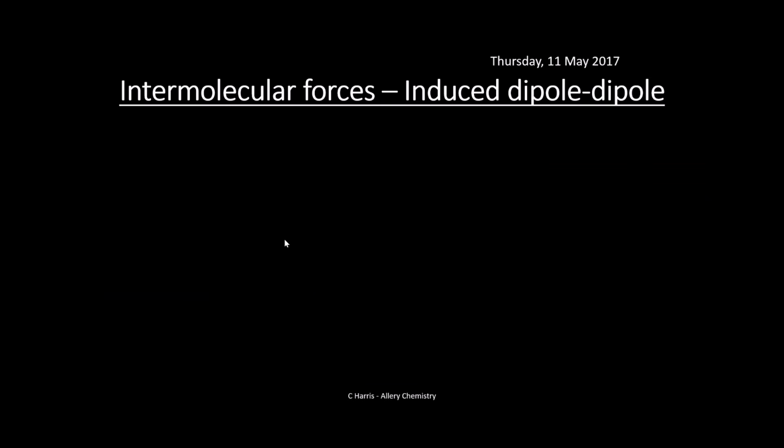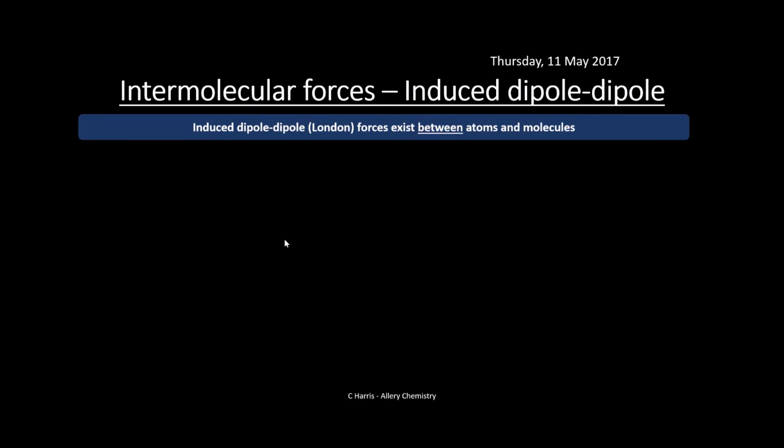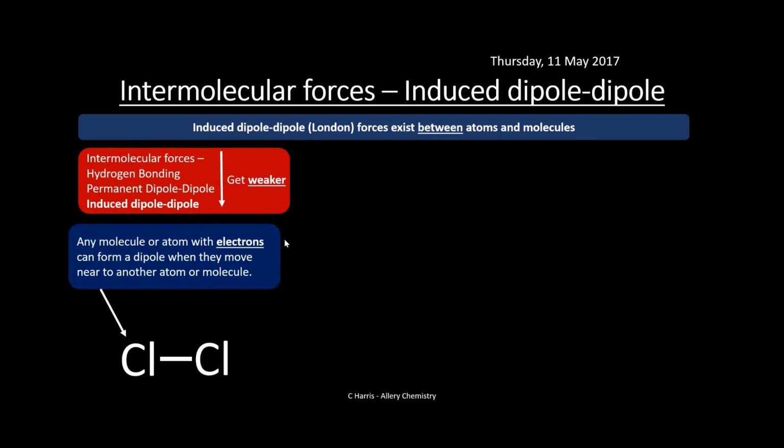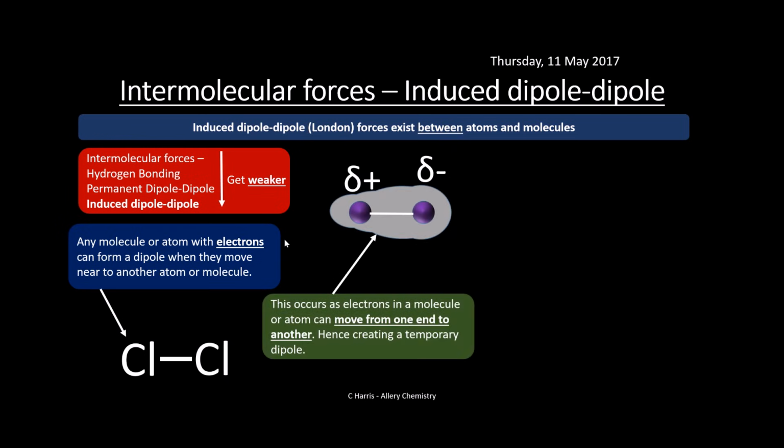Okay, let's look at some intermolecular forces. We're going to look at induced dipole-dipoles first, also known as London forces. These exist between atoms and molecules. They are the weakest out of the three which we're going to look at. Basically, any molecule or atom that has electrons can form a dipole when they move near to another atom or molecule. That's why we call it an induced dipole-dipole. So here's a setup, delta positive, delta negative on our molecule. Basically, we get the shifting of electrons in this molecule. They move to one end, and we create a temporary dipole.